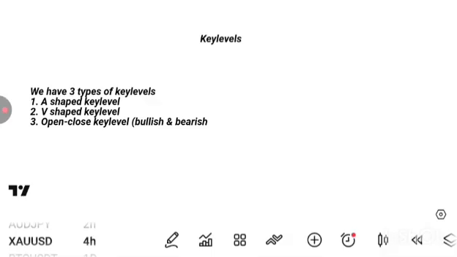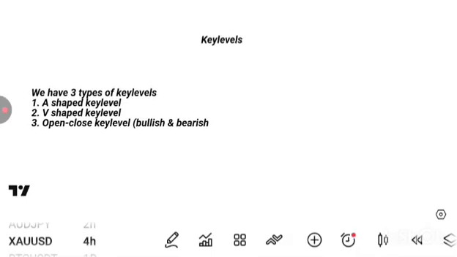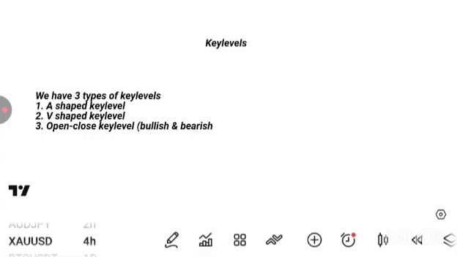All right. So what are key levels? Key levels are levels that act as a turning point in the market for price. So when we are talking about key levels, we are talking about levels that are able to shift price or turn price to the intended direction it wants to go to, right? So that's basically what key levels are.